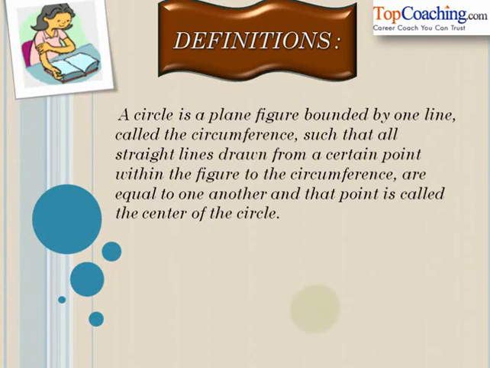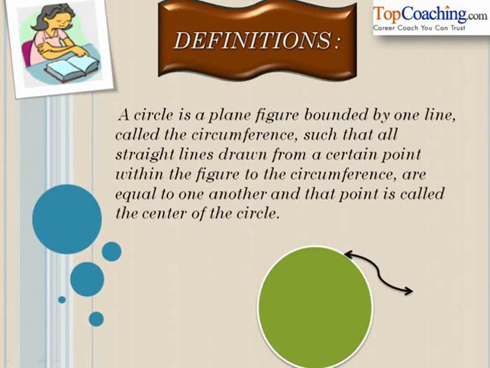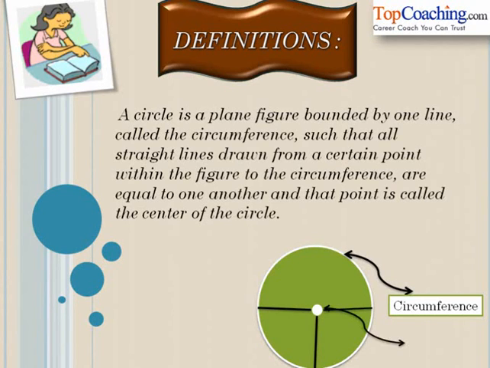So let's try to figure this out. We can say that a circle is a figure which is bounded by a line, and this line is called the circumference. Now from a point, if we draw straight lines to the circumference, then all these straight lines are equal to one another, and this point is called the center of the circle. So the center of the circle is the point from which all the straight lines drawn to the circumference are equal in length. So a circle is a plane figure bounded by one line.